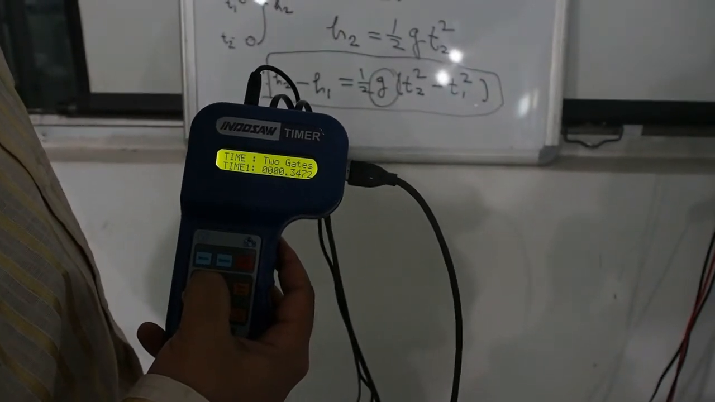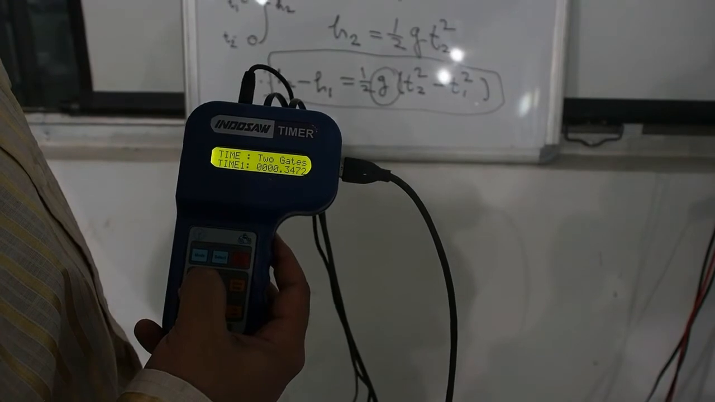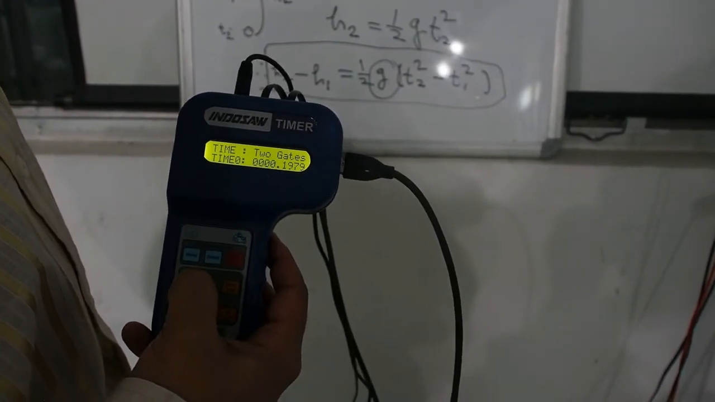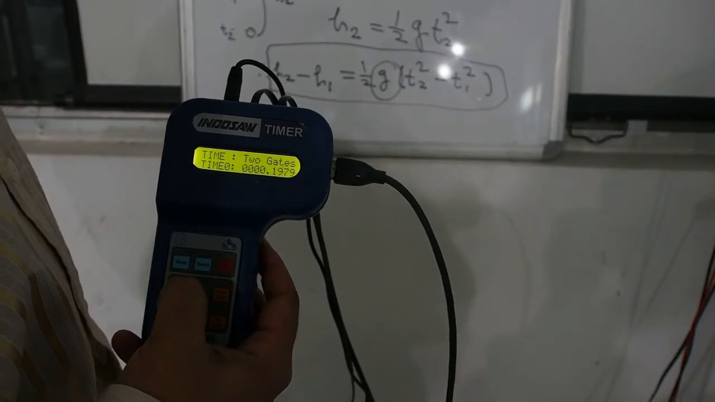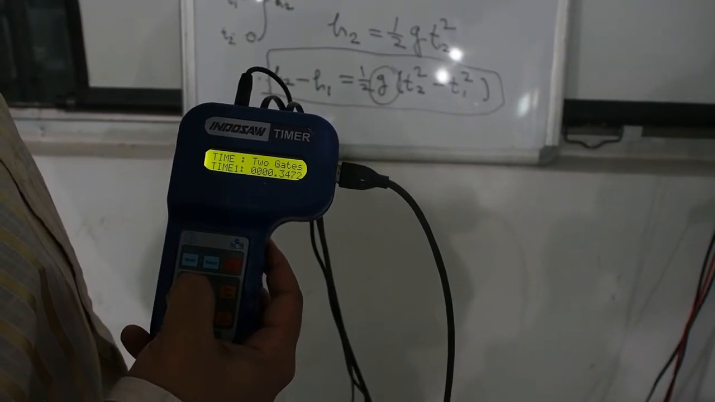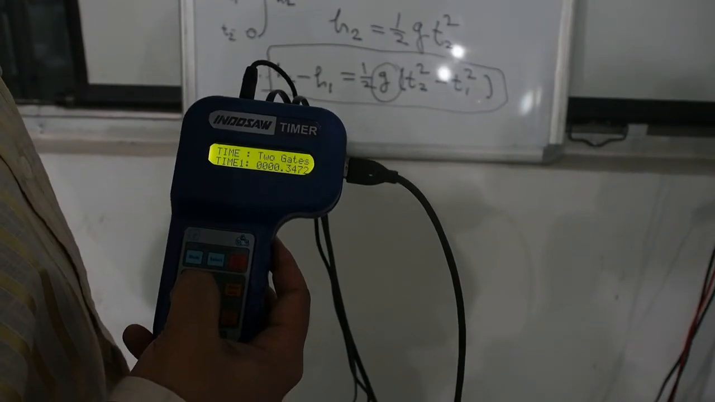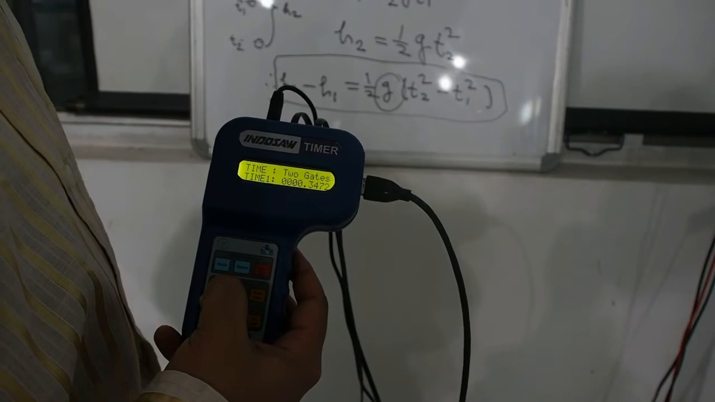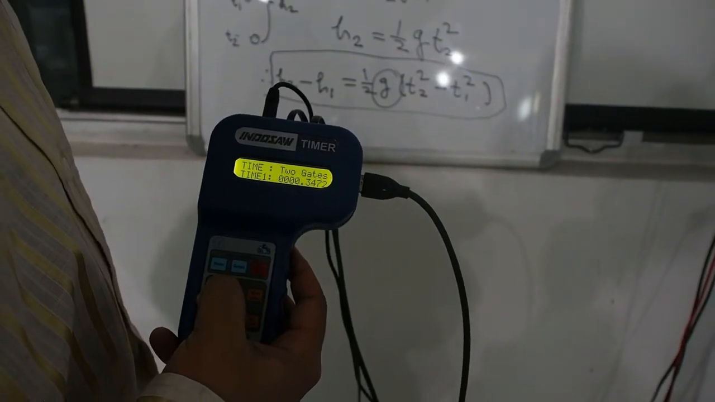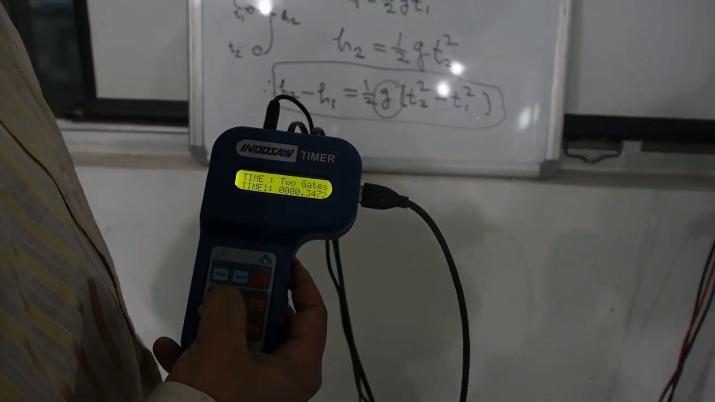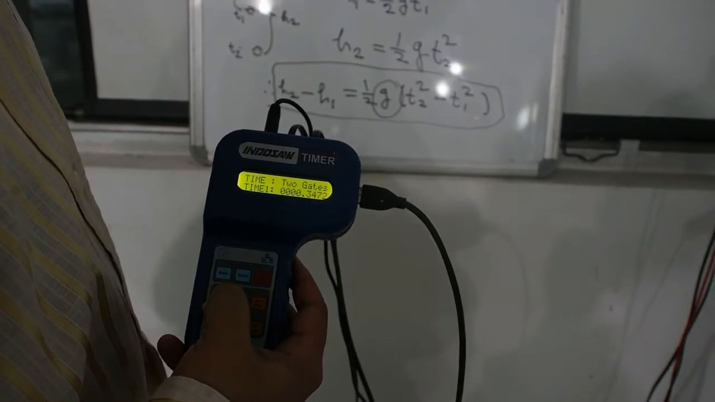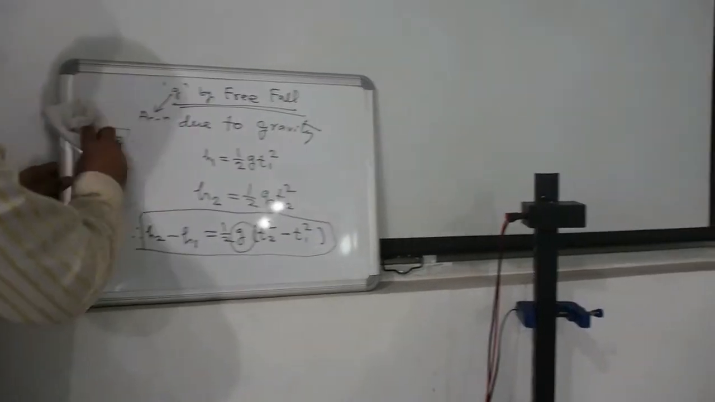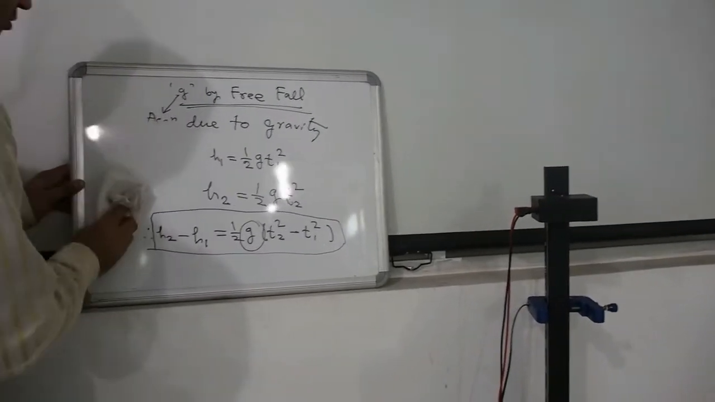Time 1 will come, 0.3472 second. So time 1 is 0.1979 and time 2 is 0.3472. Now from these time values, I will find the acceleration due to gravity, which will be shown on this whiteboard. Now we will determine the acceleration due to gravity.